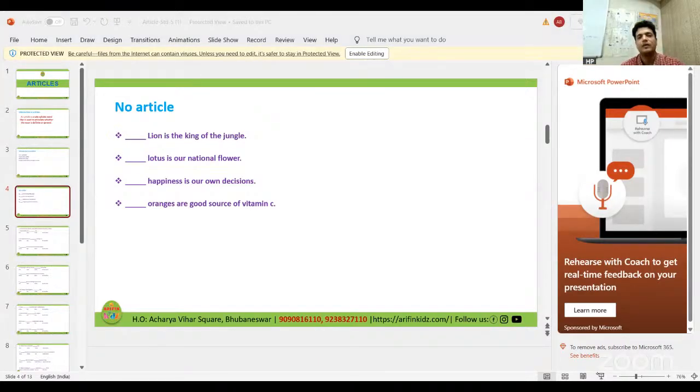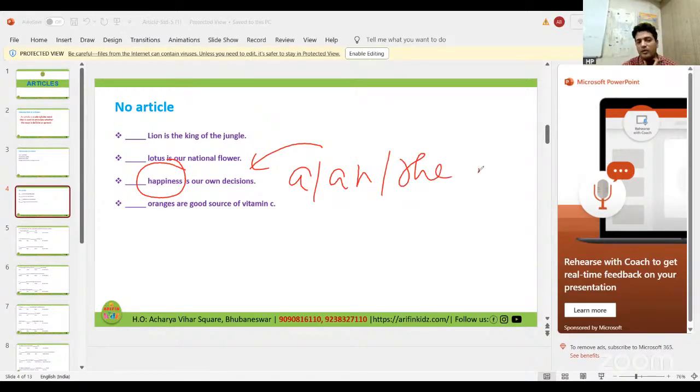Now, there are some nouns in English which do not take any article. They do not require any articles. For example, an abstract noun, like happiness. If we look at this question, it does not require a, an, or the. Now, look at this question.